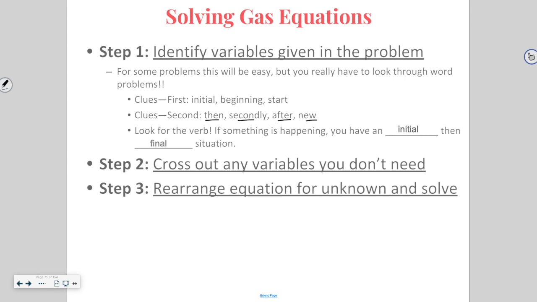So look for that verb. If something is happening, you have an initial and then final situation. Cross out any variables you don't need. So this will be anything that stays constant. Variables.